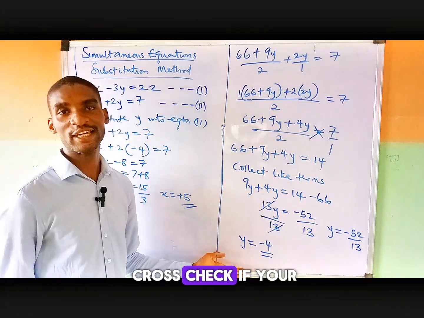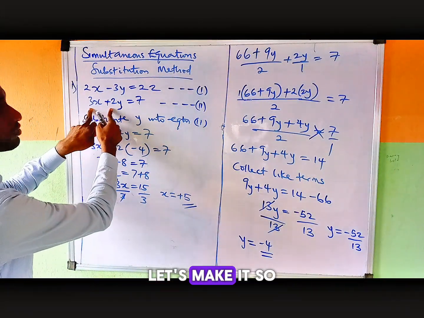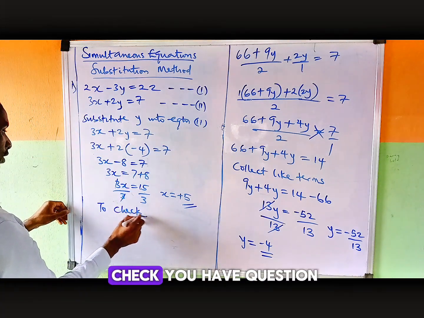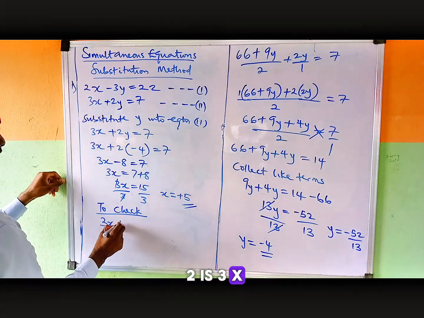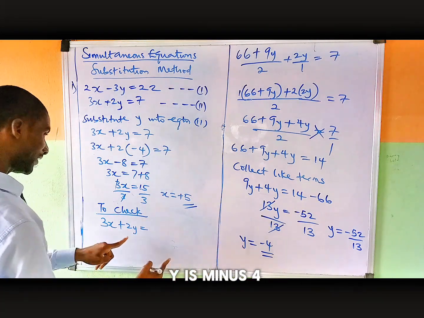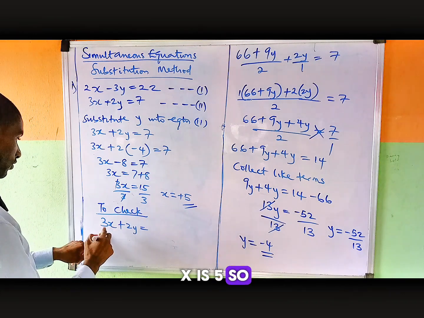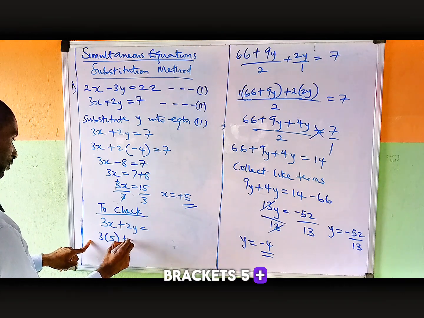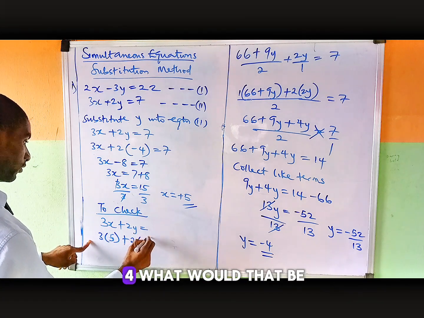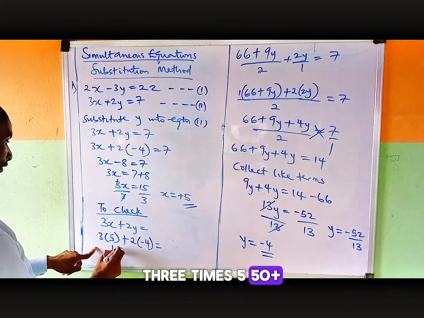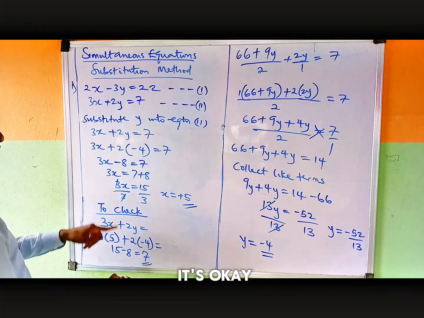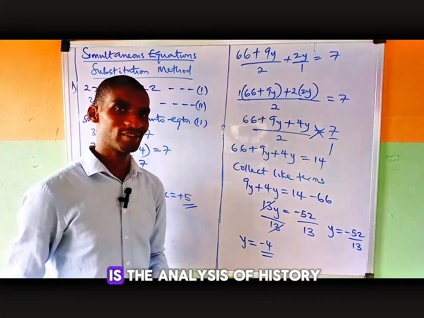If you want to cross-check if your answer is correct, let's make use of this equation 2. So to check, equation 2 is 3x plus 2y. Let's see what our answer will be. Your y is minus 4, x is 5. So you have 3 into bracket 5 plus 2 into bracket minus 4. What would that be? 3 times 5, 15. Plus times minus is minus 8. 15 minus 8 is 7. So can you see 7, and that is the answer to the question.